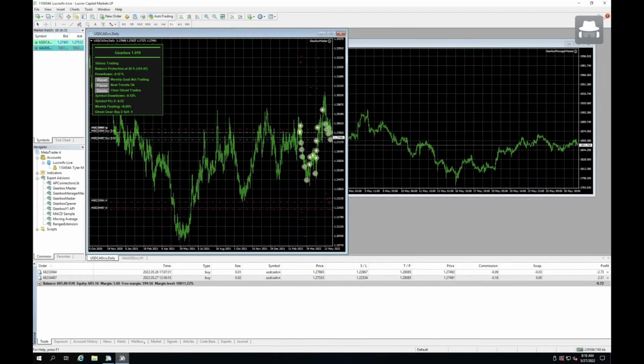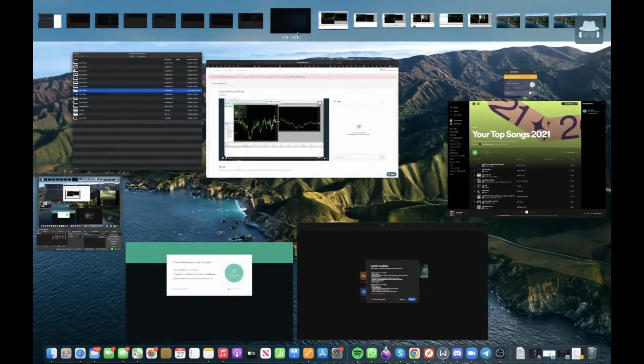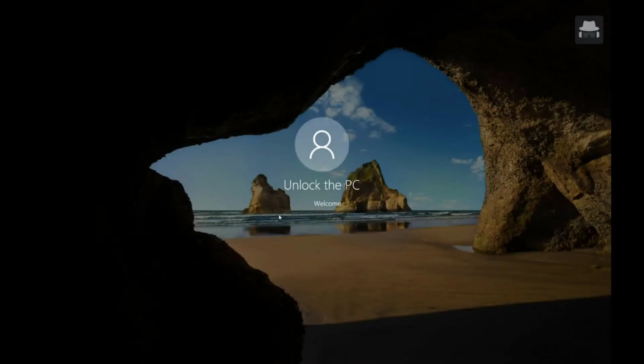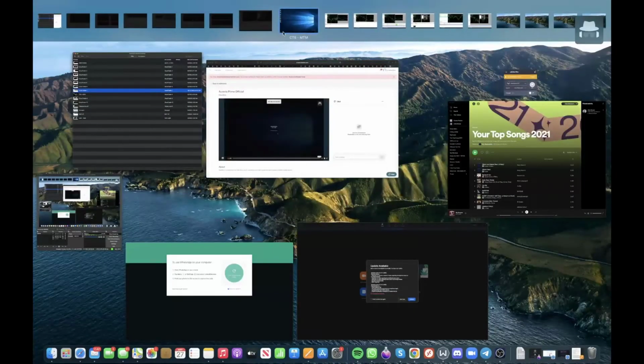NZD USD, we got nothing going on. USD CAD, we are an 8% floating profit and going. So USD CAD doing its thing as always. We'll take a look at that on the FX book here in a minute. That was CloudTrader 8. Nope, we'll skip that one. That has no GearBox on it.